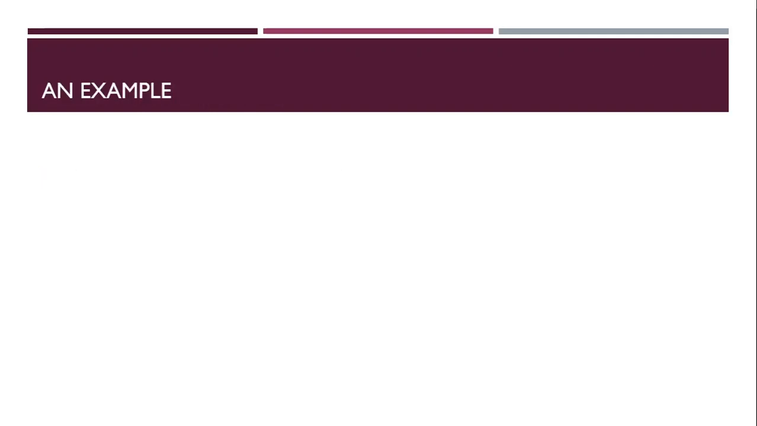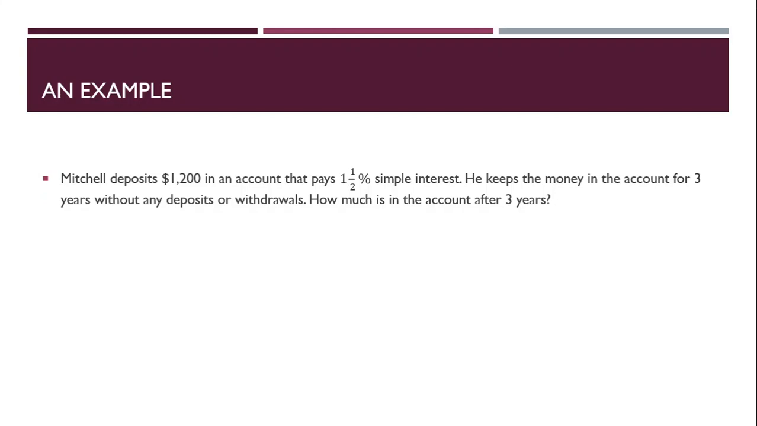Let's look at an example problem here. So Mitchell deposits $12,000 into an account that pays 1.5% simple interest. He keeps the money in the account for 3 years without any deposits or withdrawals. How much money is in the account after 3 years? So the first thing we need to do is figure out our principal. We need to figure out our interest rate as a decimal. And we need to figure out our time.